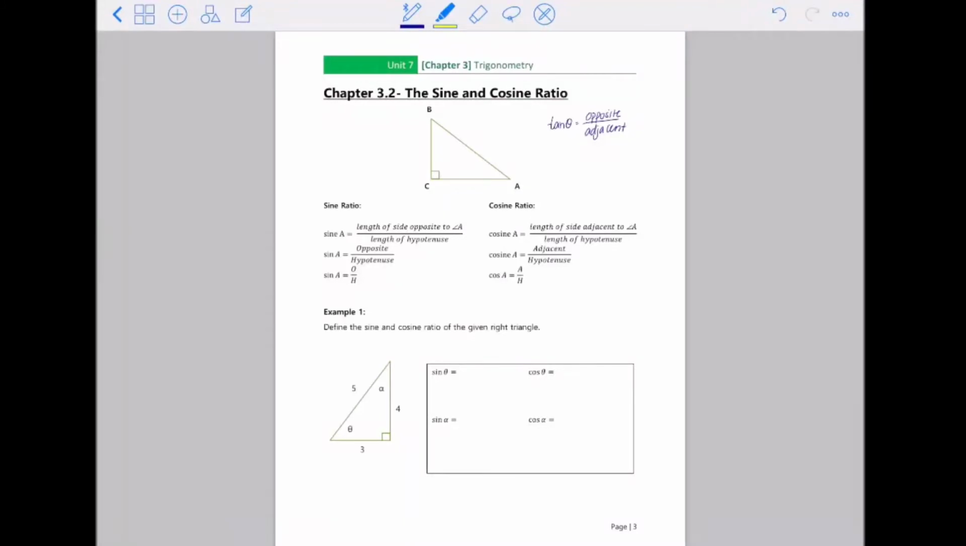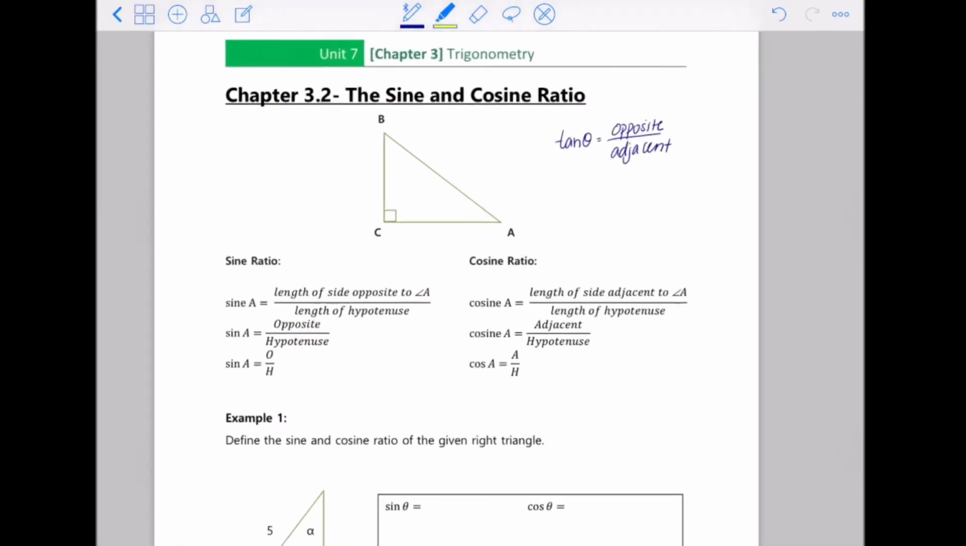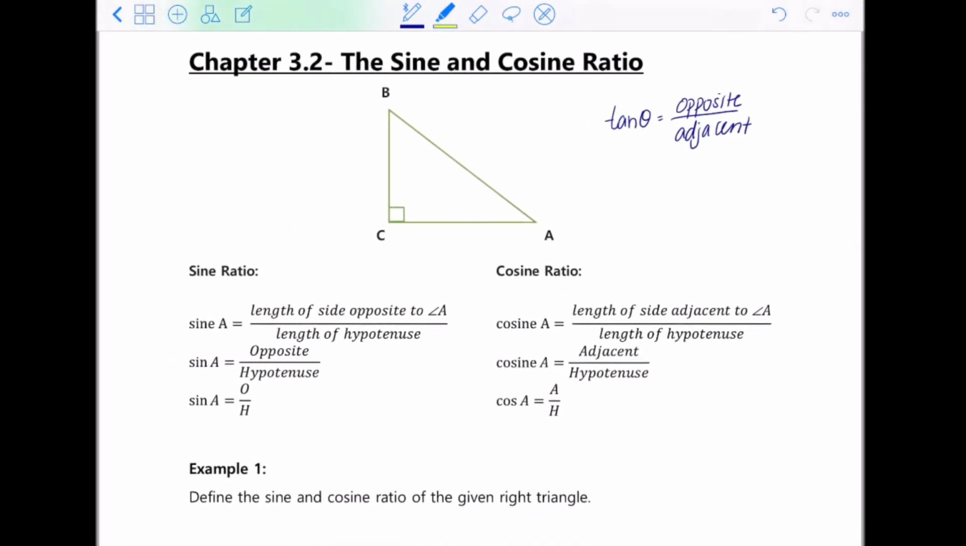Hi everyone. Let's take a look at chapter 3.2, the sine and cosine ratio. Last class we talked about the tangent ratio, where tan theta, with the angle theta, equals the length of the opposite side over the length of the adjacent side. We'll go over two more ratios of trigonometry.